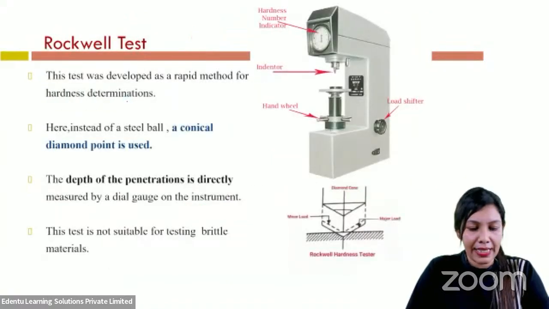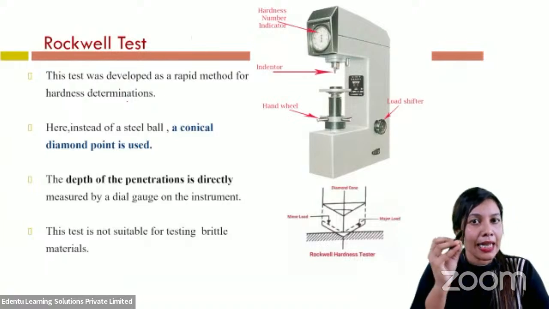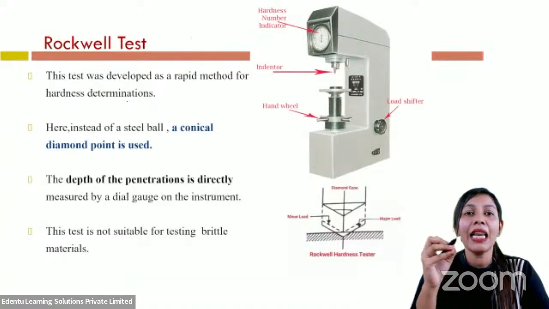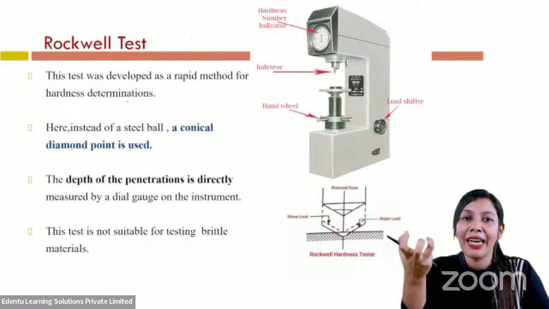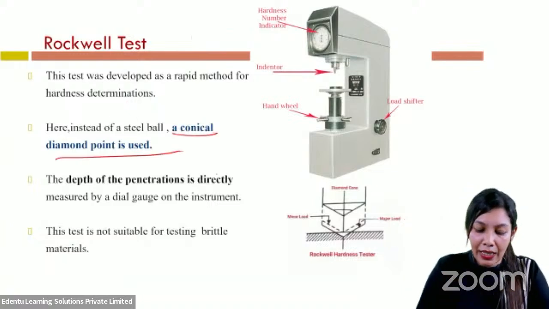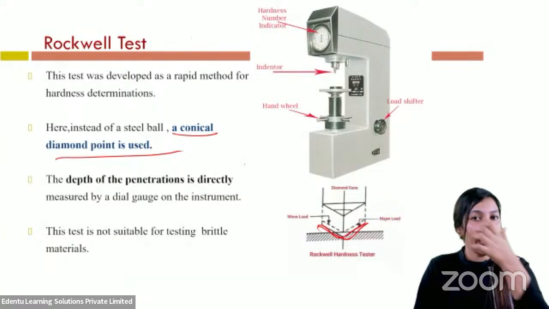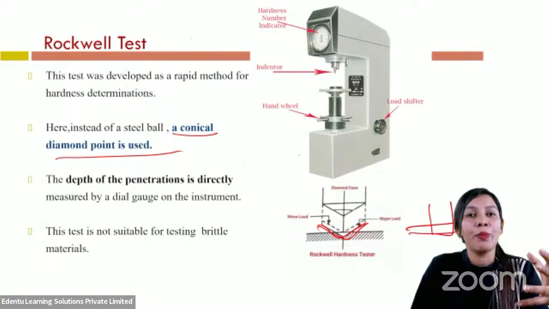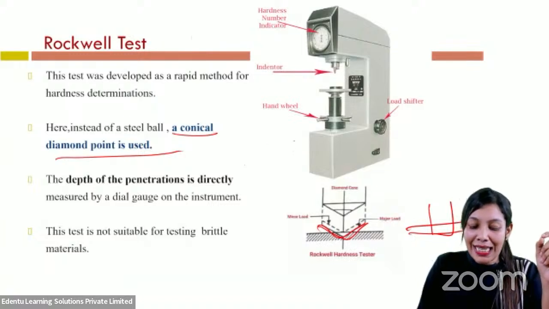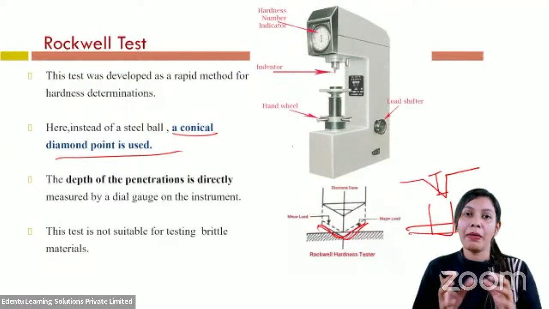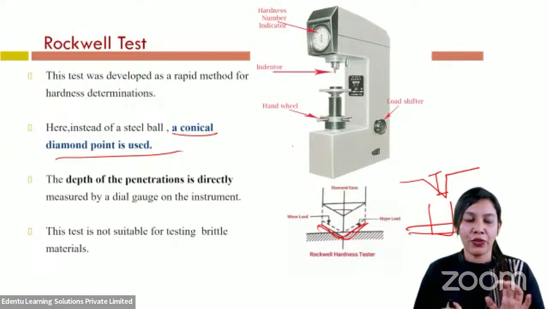Next is Rockwell test. As I said in the earlier case, there was a small round ball that was used. Here we use a conical. You just think, from rocks we get diamond, right? Just think like that. So here we use a conical diamond point. It is applied on the surface where the hardness needs to be checked. And there will be an indentation like this, right? The depth of penetration is calculated here. In the earlier case, there was a formula, but here we actually calculate the depth of penetration, right?